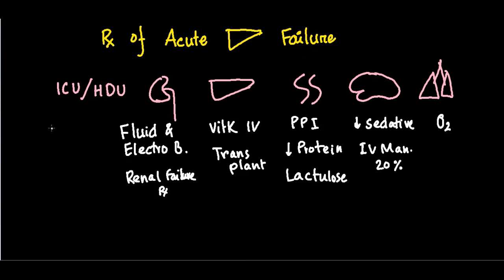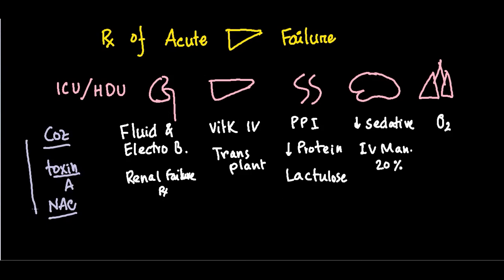Underlying cause, maybe a drug, so withdraw the drug, maybe a toxin. If there is a toxin, give the antidote of this toxin. For example, if there is paracetamol poisoning, give acetylcysteine. Okay, so that will be the first step. Identify the cause and treat according to the cause.